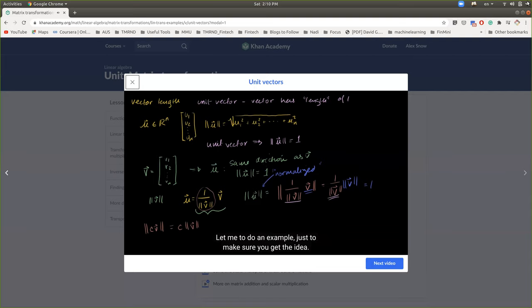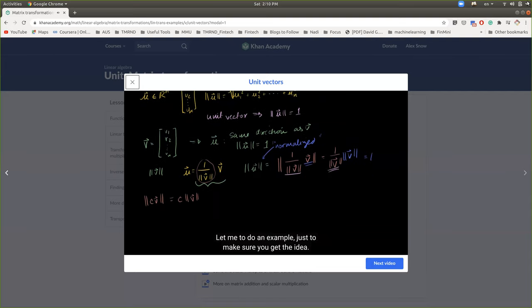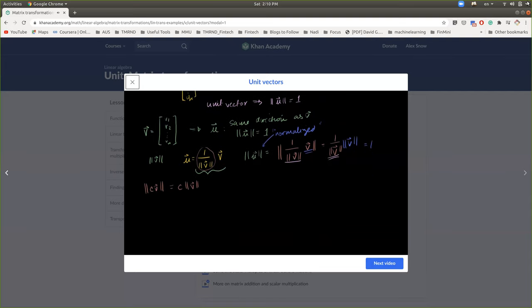Let me do an example just to make sure you get the idea. So let's say I have some vector v, and it's in R3, let's say it's 1, 2, minus 1. What is the length of v?